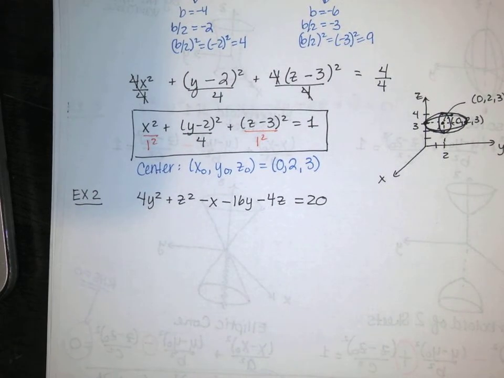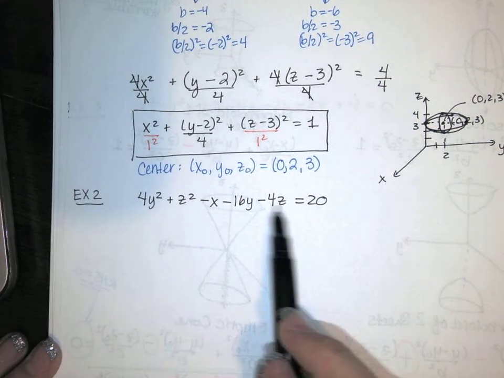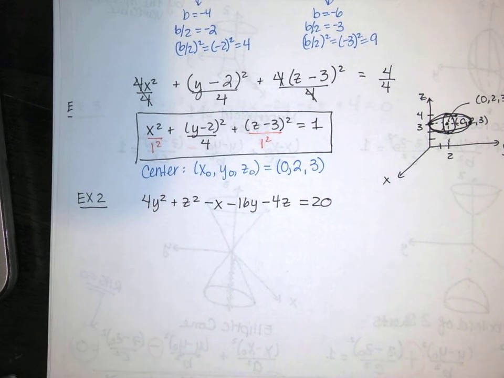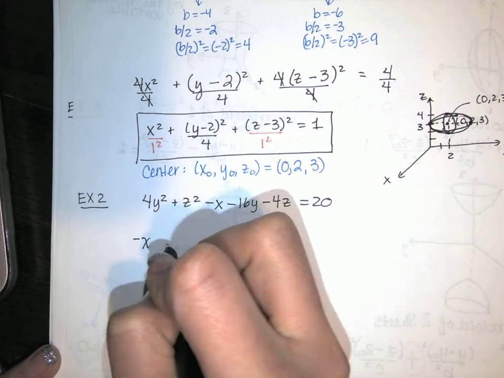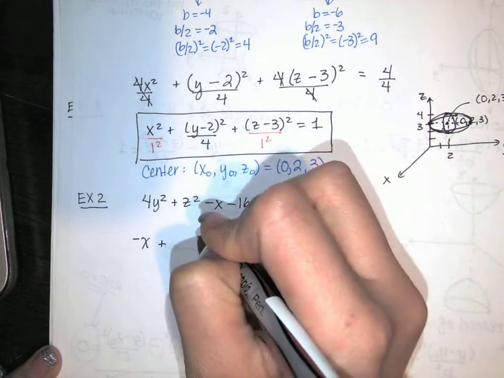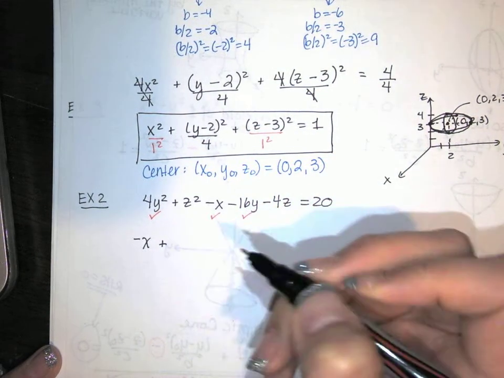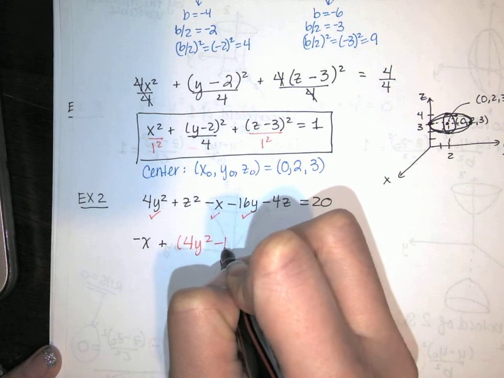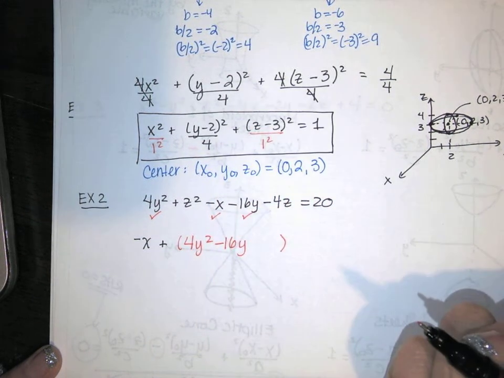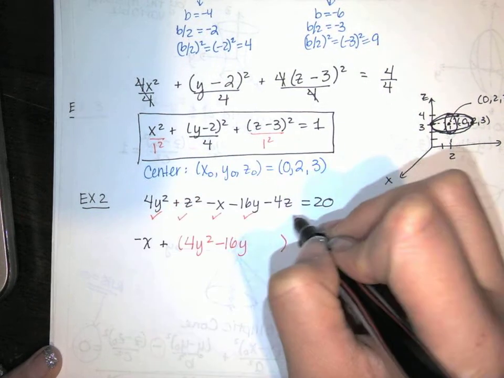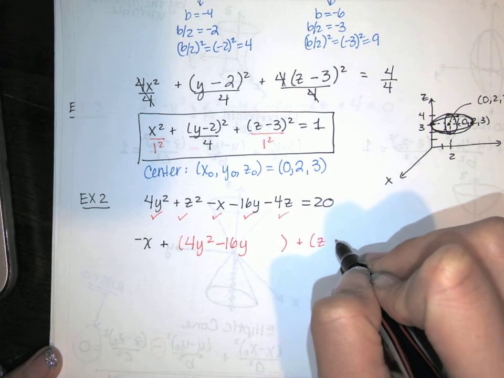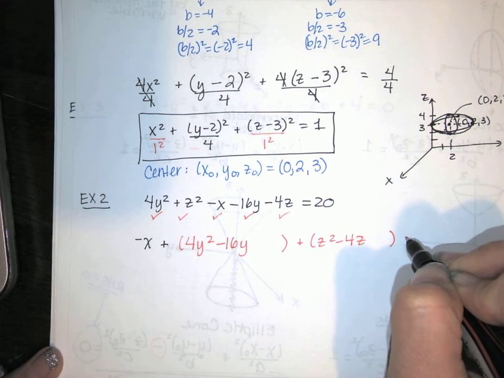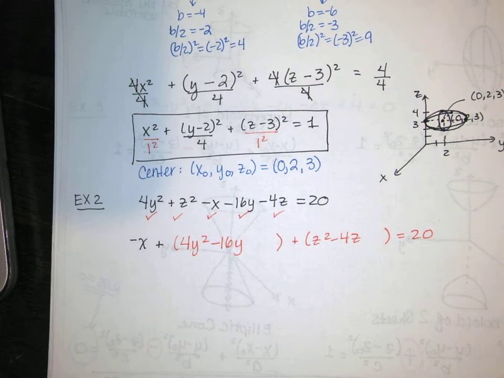First, we want to group all the terms that have the same variable. And notice I've got a negative x by itself, and there's no other x squared, there's no other x term. So I'm going to bring that off to the side just for a second. And now I want to grab the y terms. I've got a 4y squared and a 16y, or minus 16y. Group those together. And then grab the z terms, z squared and minus 4z. All of that equals 20. The constant's already on the right hand side, so we're pretty much good to go.